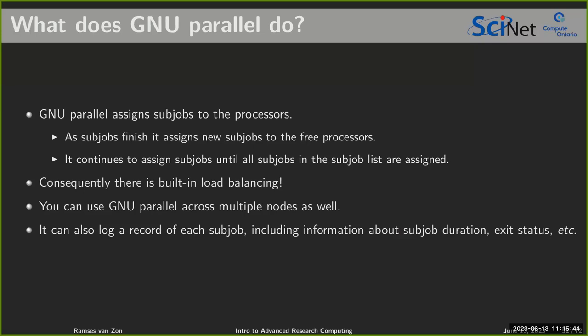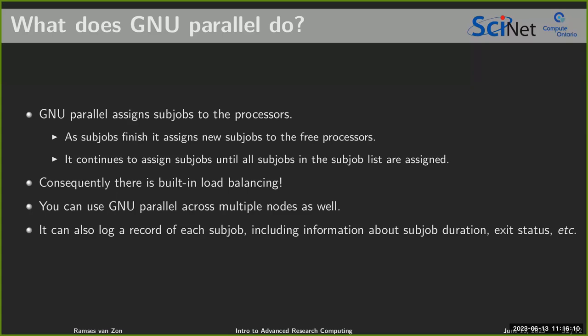So, as I said, what GNU Parallel will do with this is assign these subjobs. Each line is a subjob to the processors. As soon as one of them is done, it will get the next one started, and it will continue to do that until all the subjobs are done. And so there's built-in load balancing, in the sense that until there's no more jobs to do, all cores are kept busy.